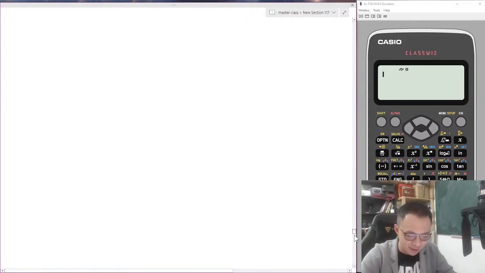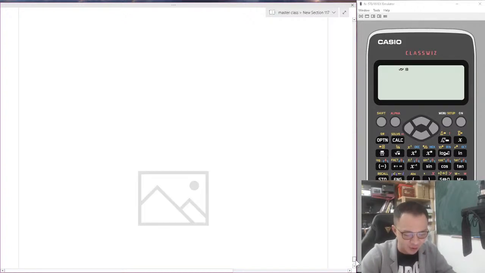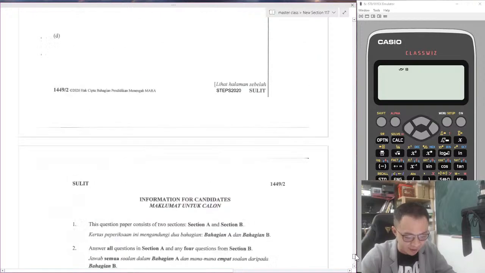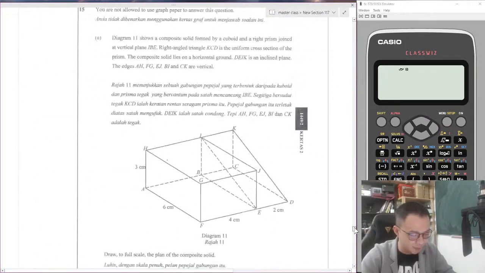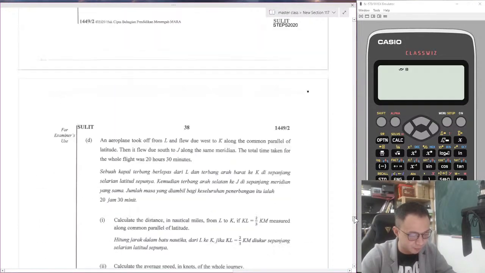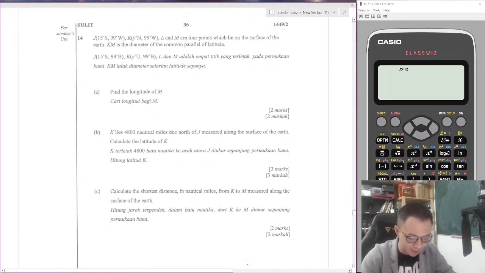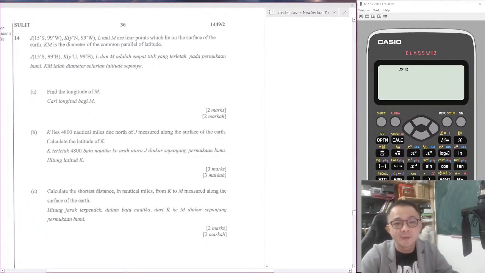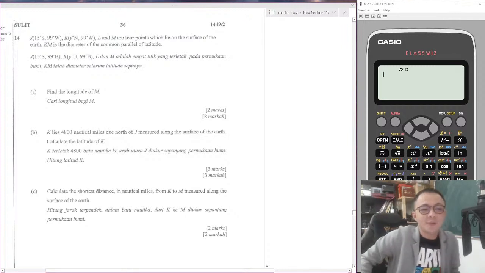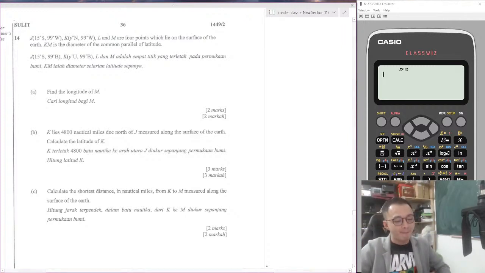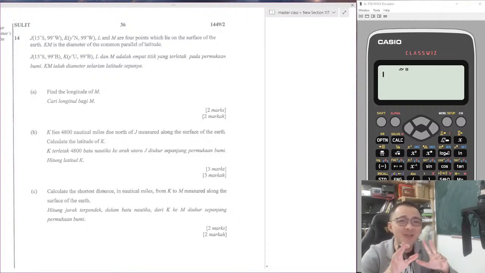So let's go to the Earth. Normally it is the last question or last second question, really depends on the paper. Okay, this is the Earth question. Normally, when you see the question does not have the diagram, meaning the question does not draw the Earth for you, the question normally is easier, based on my experience.